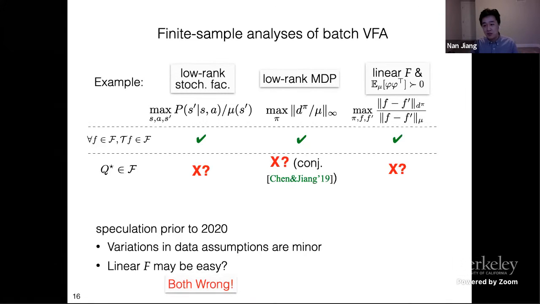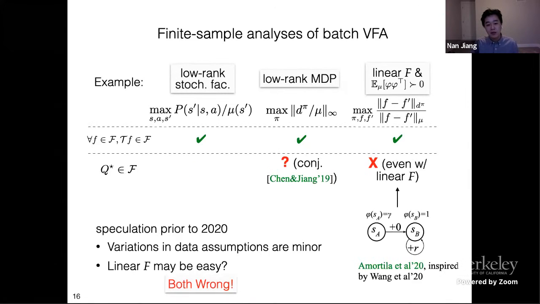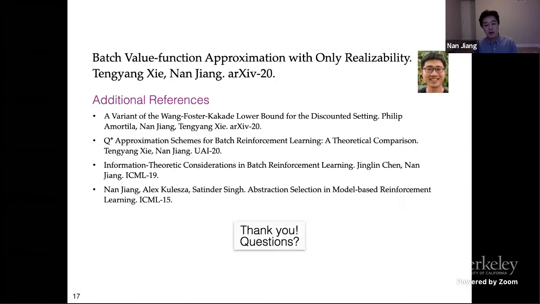And it turns out that both of these speculations were totally wrong. Even with a realizable linear function class, if you assume the weakest data assumption, it is completely intractable. There are identifiability issues. And on the other hand, as we show in this work, when you have stronger data assumptions, even if you have a completely generic unstructured function class, you can derive finite polynomial sample complexity. Okay, so with that, I would like to conclude the talk.